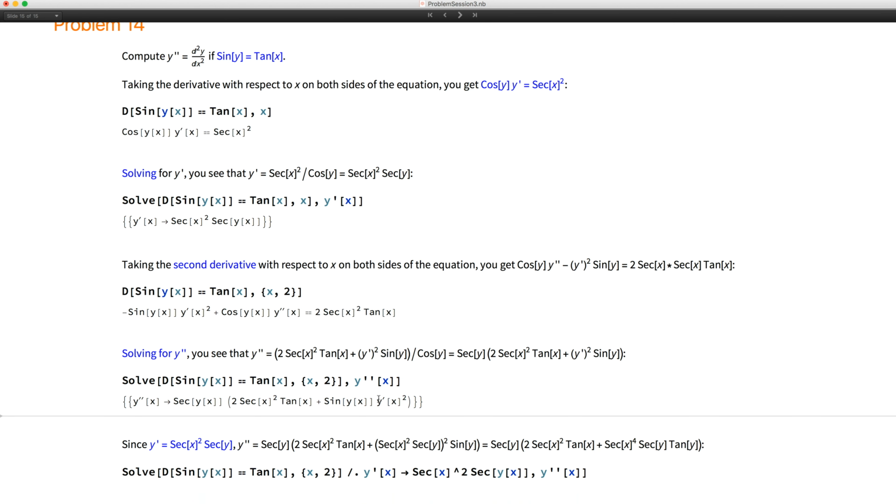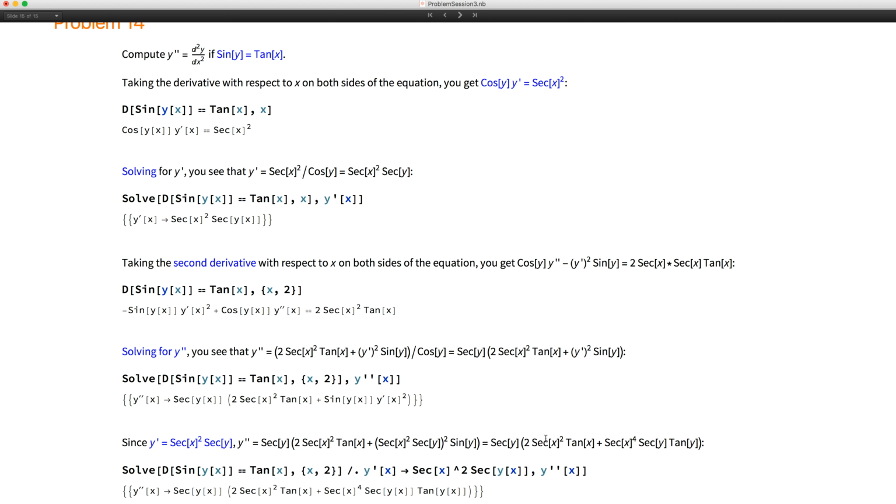And then you still have a y prime x inside the result. So you plug in y prime x as secant x the whole square times secant y, and you get back the result for the second derivative.